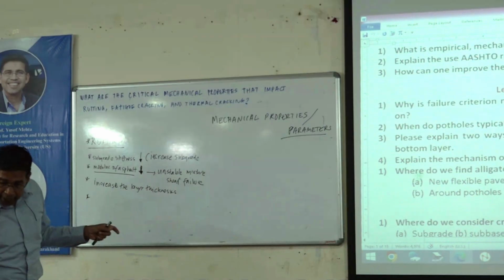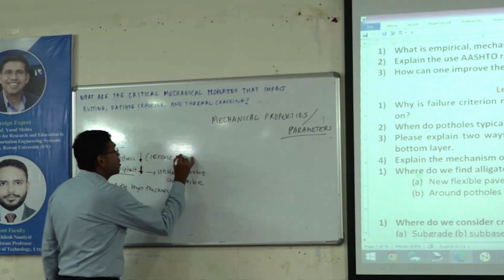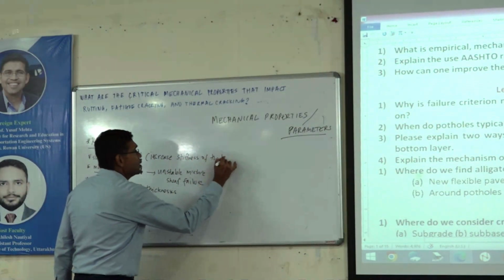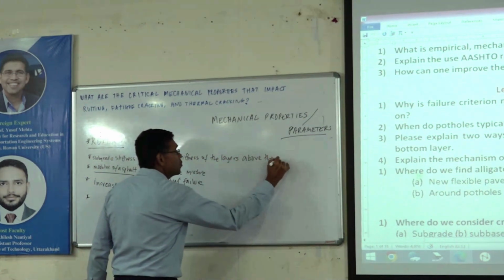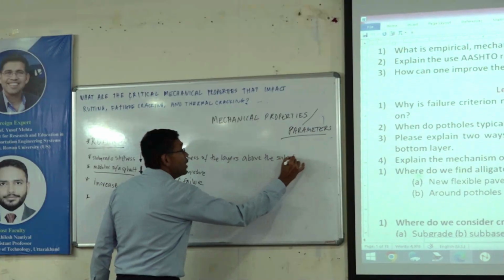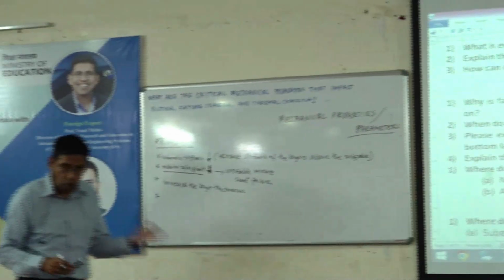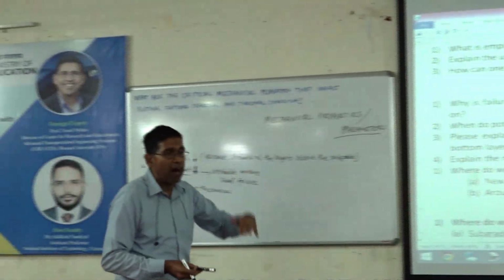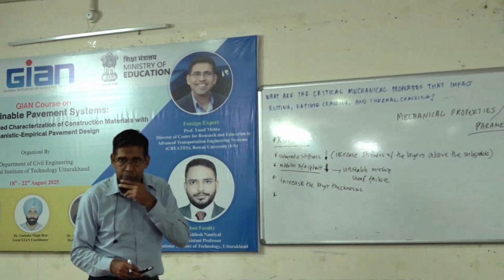So you want to increase the stiffness of the layers above the subgrade. Right? So that can be stabilized, that can be a stronger layer, and so on and so forth. And again, you are trying to keep the load far away from them. Okay, what else? Anything else that I missed that you want to think of?